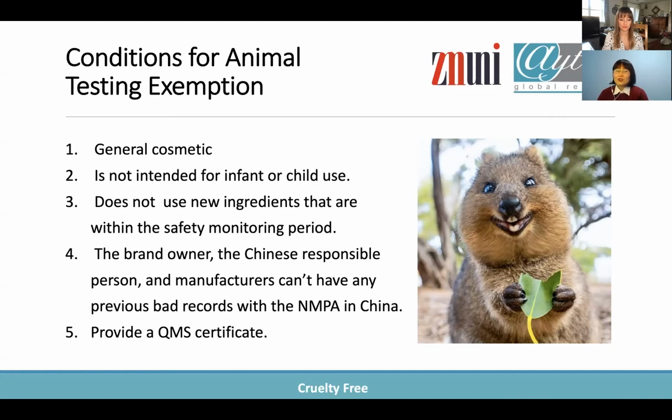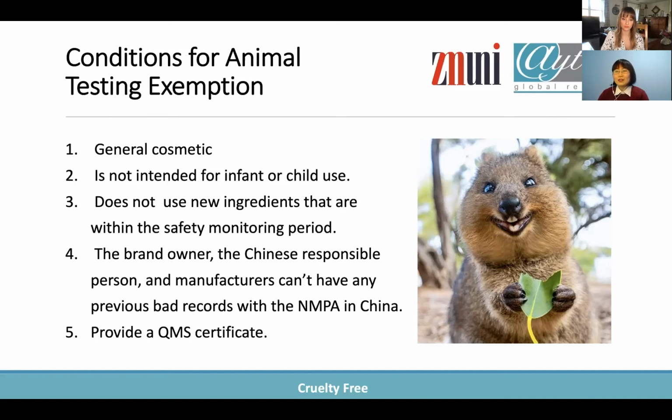And second, it can't be intended for infant or child use. So basically, if your product is made for children or infants and you want to import it to China, you still have to do the animal testing in China. The Chinese government will do the test for you for these products.